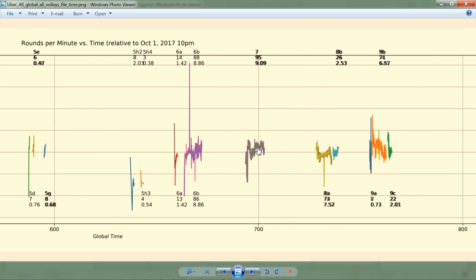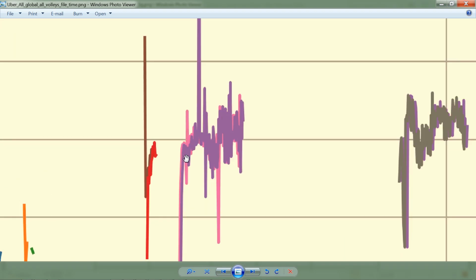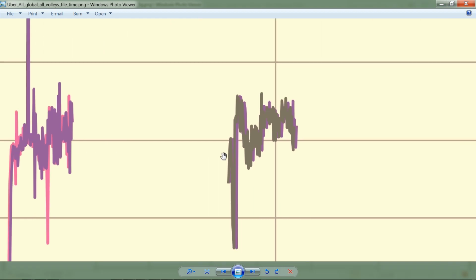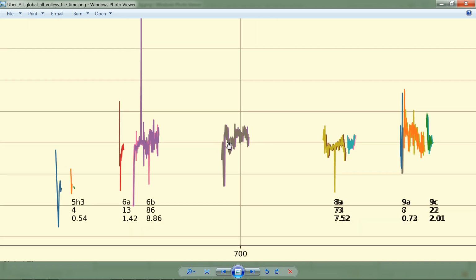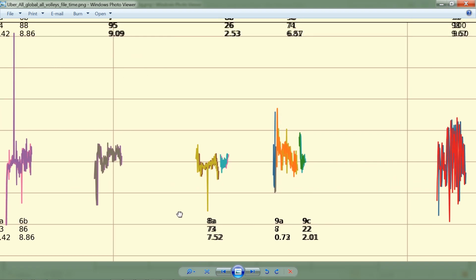Here's volley 7. Let's go back to 6B, and as you can see, we're plotting more than one video. In this case there are 2 videos, each one represented by a different color, and you can see that in some portions of that volley or burst they don't agree. For 7 we again have 2 in there, 1 purple, 1 brown, and they agree pretty closely. So volley 7, at least for the 2 videos that we're looking at here, is in real good agreement.